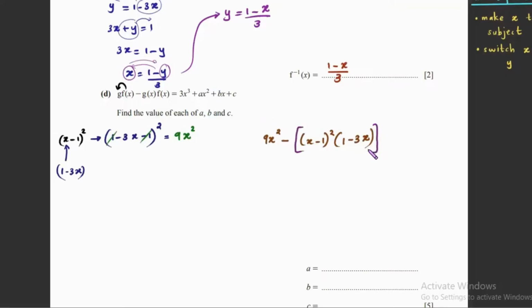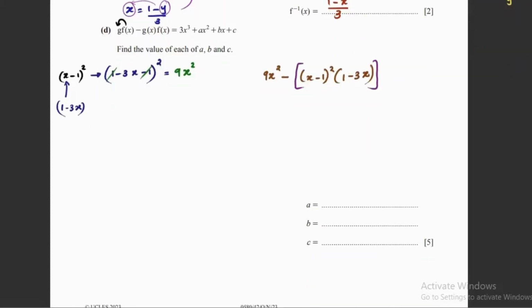So I'm going to put the square brackets there. Now I need to solve these two brackets and see what I get there. Then I need to deduct that from this 9x squared. So I'm going to do x minus 1 squared first. That's the same as x minus 1 times x minus 1. I can square the first term, multiply the terms inside the brackets, which is x and minus 1, which is minus 1x, with a 2, that becomes minus 2x. Then I do minus 1 squared, that is minus 1 times minus 1, which is plus 1. Now this has to be multiplied with this 1 minus 3x.